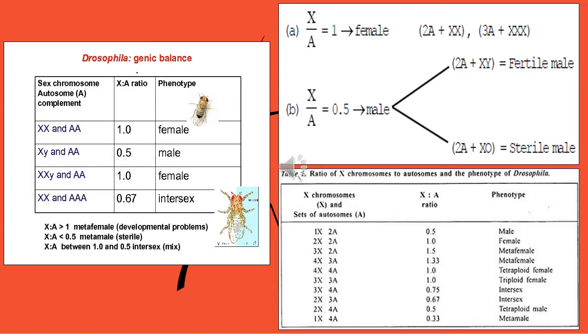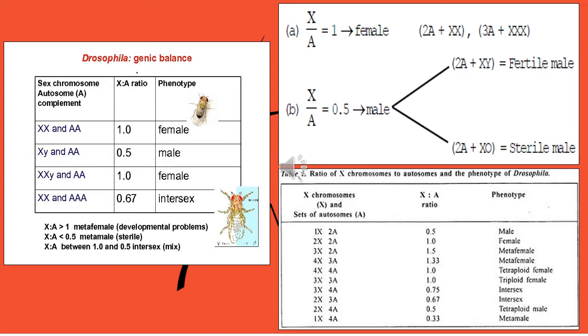Coming to another case, if there are two X chromosomes and a single Y chromosome and two autosomes are present, then the number of X chromosomes divided by the total number of autosomes will give you a ratio of 1, and hence it will be a female. If in a certain scenario two X chromosomes and three autosomes are present, then that ratio will be above 0.5 and below 1. Such a scenario will lead to the development of an intersex.